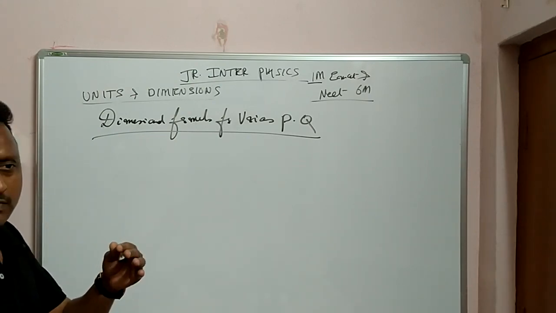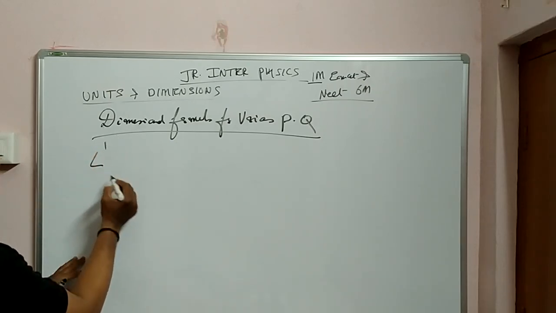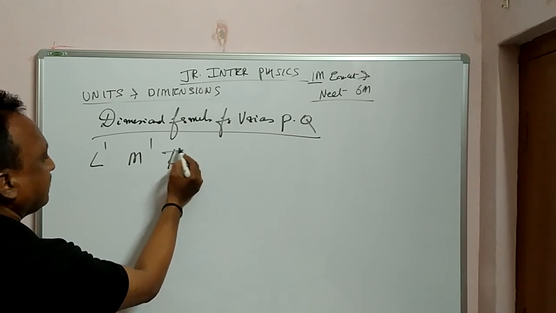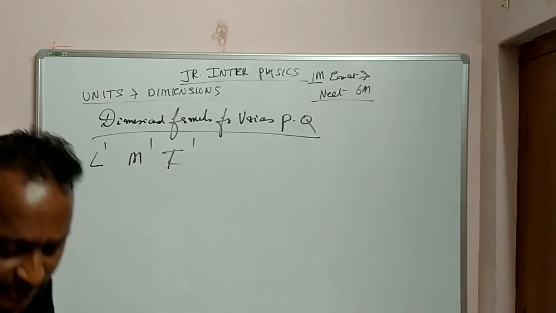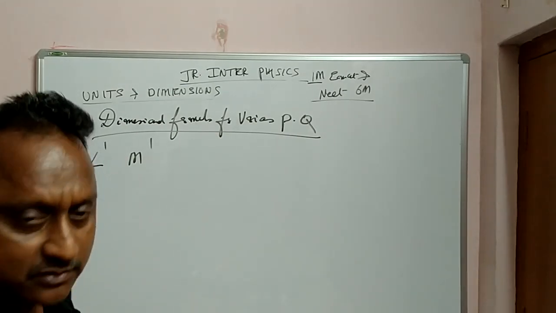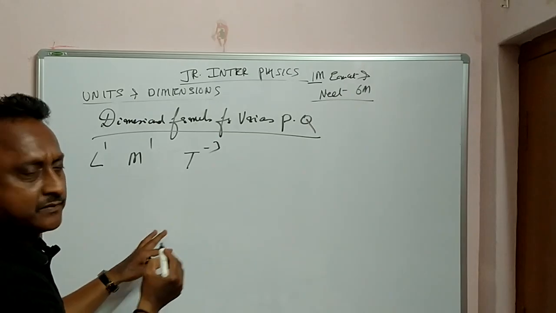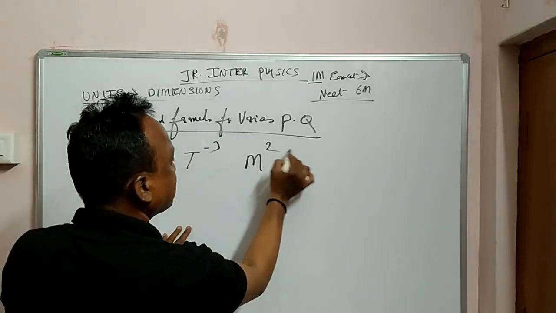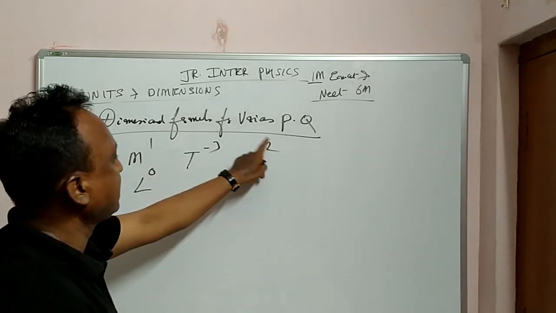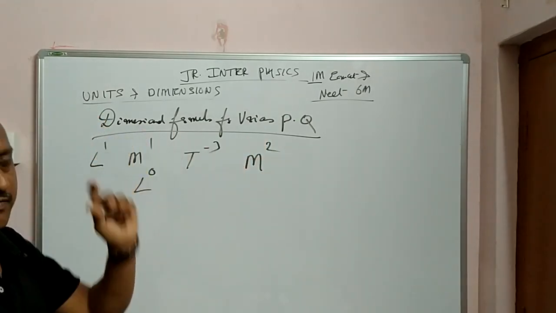If you give the power to any physical quantity, for example L is there, what is the power? 1. M is there, what is the power? 1. T, power is 1. Like that you can change the powers also, and whatever power you are given, that is called dimension. For example, sometimes T may be having minus 3, sometimes M may be having square, L may be having 0. That means power given to any physical quantity is called the dimension formula.